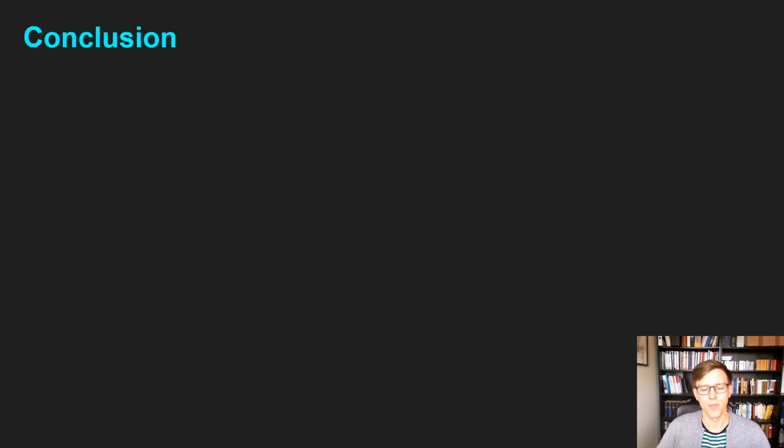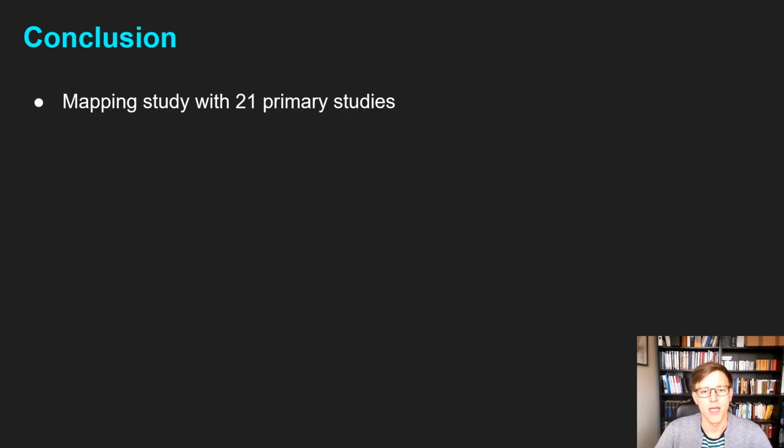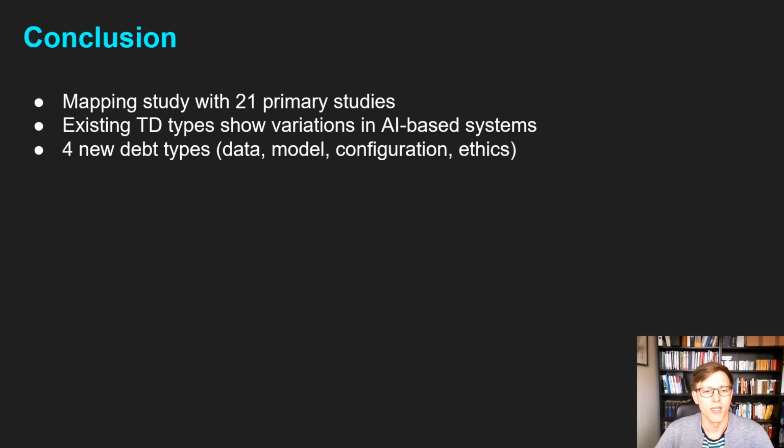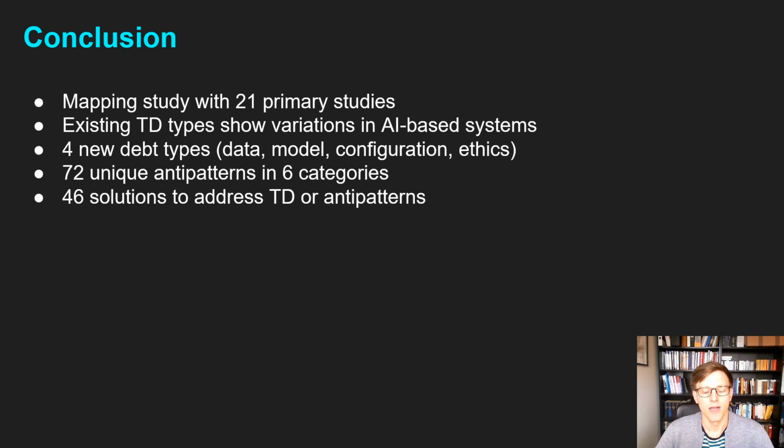So to conclude, we conducted a mapping study and identified 21 publications about technical debt and antipatterns in AI-based systems. By analyzing these studies, we observed that existing types of technical debt show variations in these systems. We also identified 4 new types of technical debt. We also extracted 72 unique antipatterns and categorized them in 6 different groups. Lastly, we identified 46 solutions to address technical debt or antipatterns in AI-based systems.